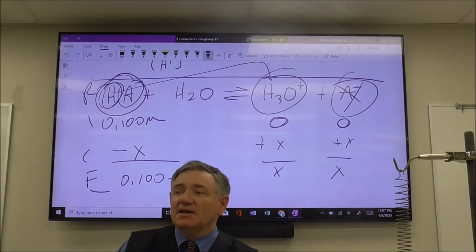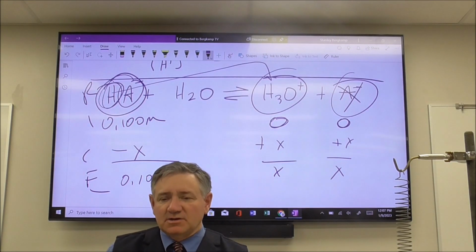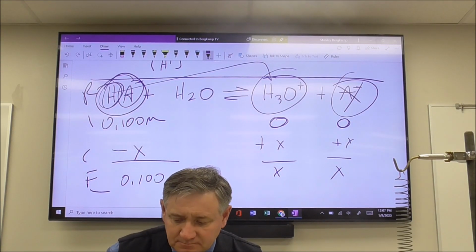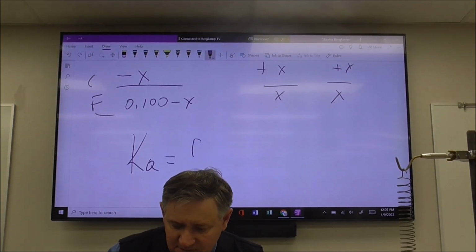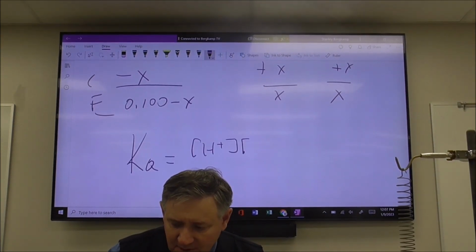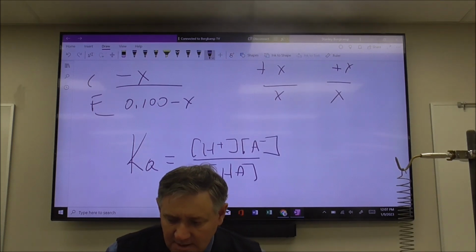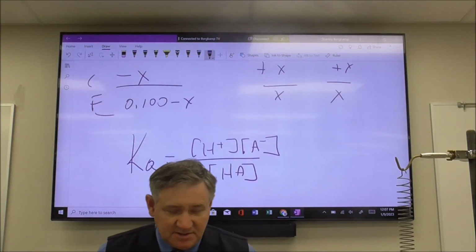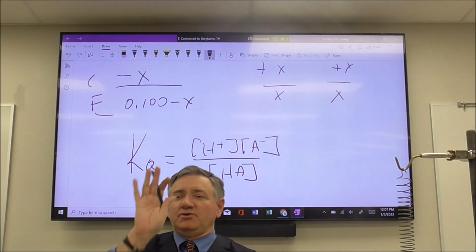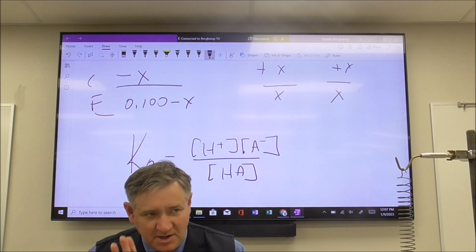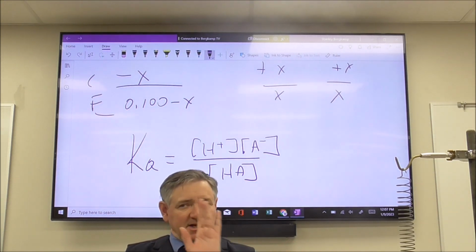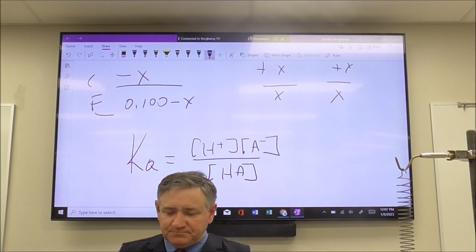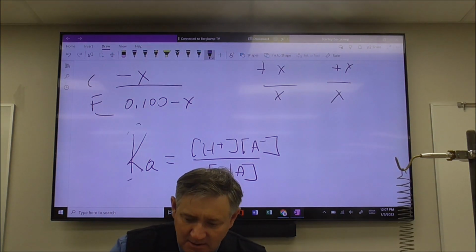Now, here's the most important thing. So if you look on your equation sheet, you have this handy-dandy little equation that says Ka equals your hydronium ion concentration times your anion concentration divided by HA. This is what's on your equation sheet. Now, if you understand and listen very carefully to what I'm about to tell you, Ka calculations become very simple, but it hinges on one important thing. And that's that value of K.